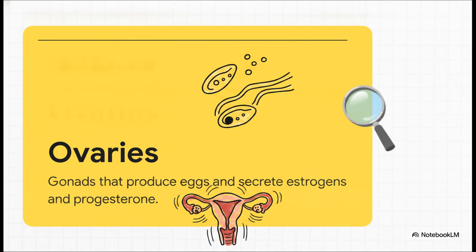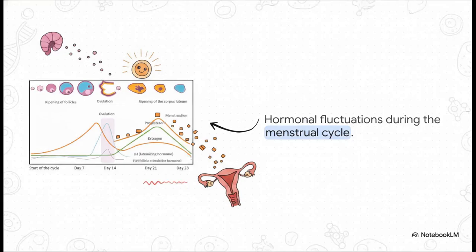Right next door are the oviducts, basically acting as little highways connecting the ovaries to the uterus, which is the hollow, pear-shaped organ where new life actually develops. Now, the menstrual cycle is honestly like this brilliantly choreographed monthly hormonal dance. You can really see how the rising and falling of different hormones orchestrates the whole thing.